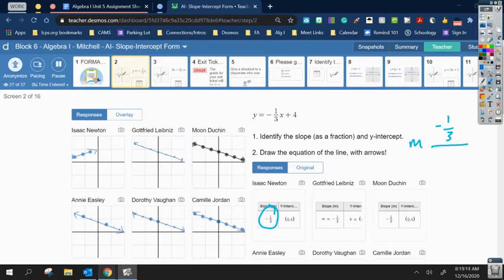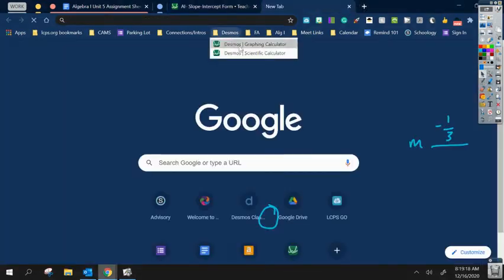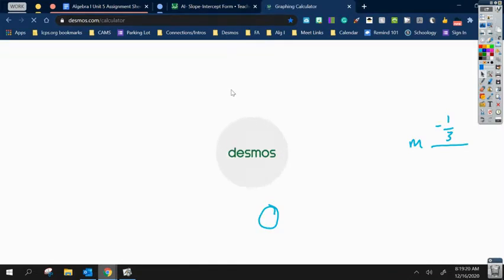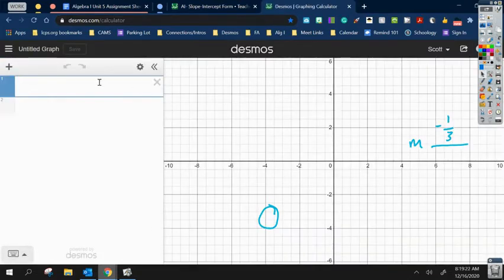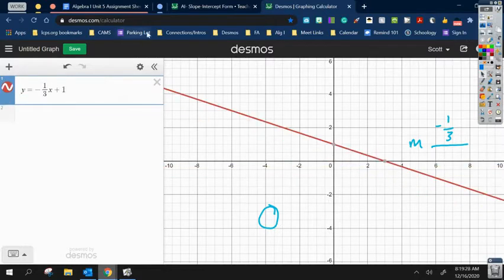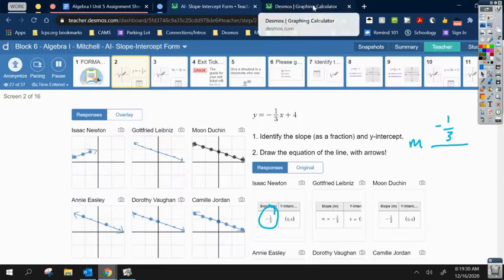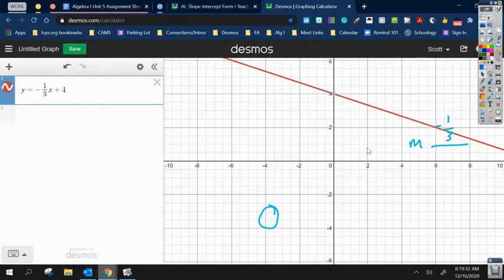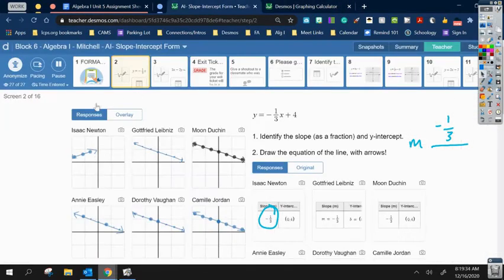And you should be able to go to your Desmos calculator and graph it and verify y equals negative 1/3 x plus 4, excuse me. And you could see that your graph goes down. So based on that, if your graph doesn't go down, it's not accurate.